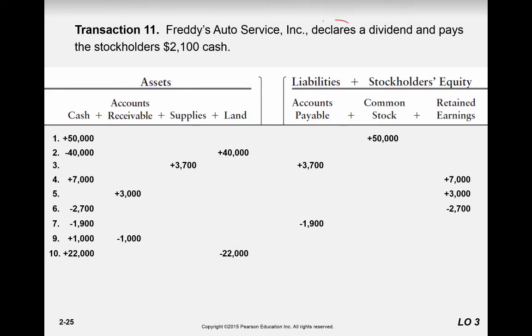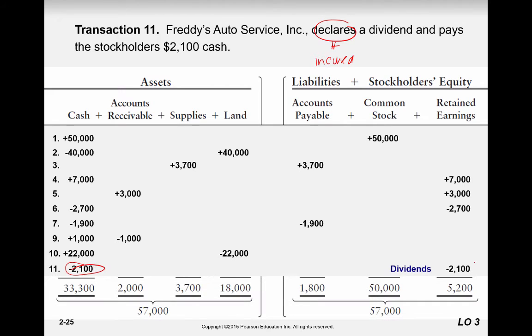Now we declare a dividend, key point, it doesn't matter when it was incurred, and we pay the stockholder $2,100 cash. So in this case, you see cash goes down and our dividends go up. And remember, dividends is part of retained earnings. Remember, beginning balance plus net income minus dividends equals our ending balance in retained earnings.